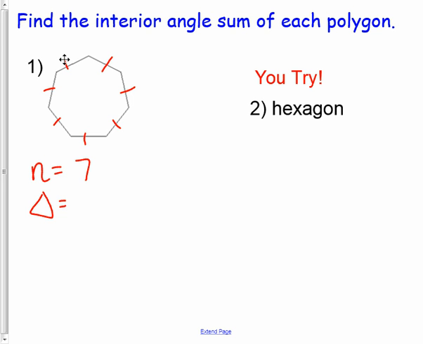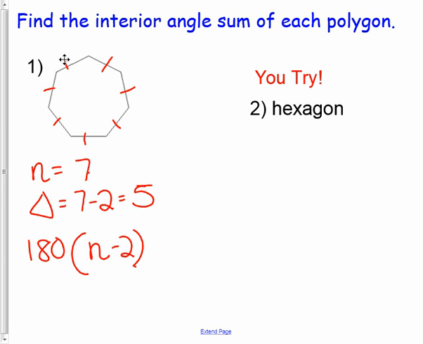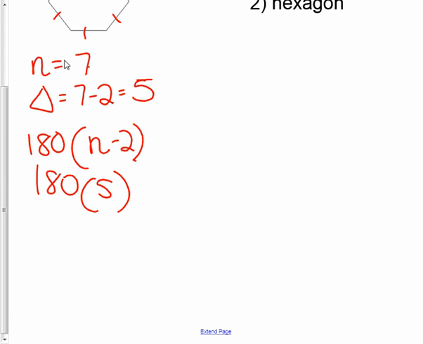How many triangles do we have? Well, the triangles would be the number of sides minus 2, right? Which would equal 5. So the interior angle sum theorem said we take 180 times the number of sides minus 2 to get the number of triangles. So we would do 180 times, and we said 7 minus 2, which is 5. So 180 times 5 is 900. So we know that this would add up to give me 900 degrees.